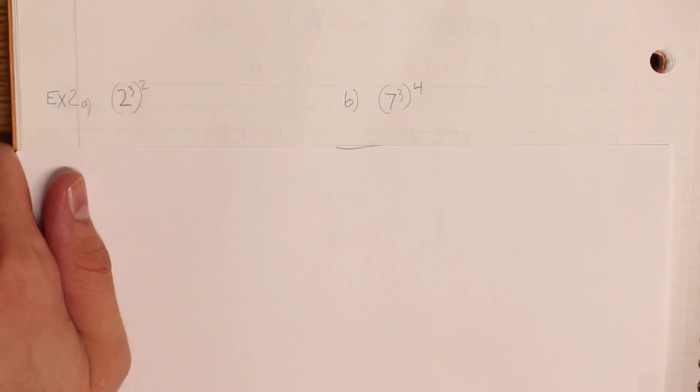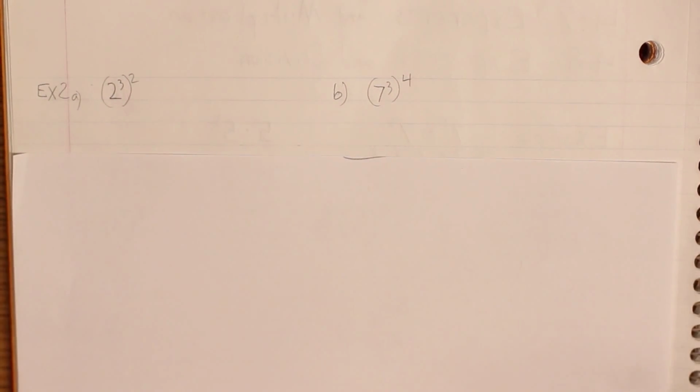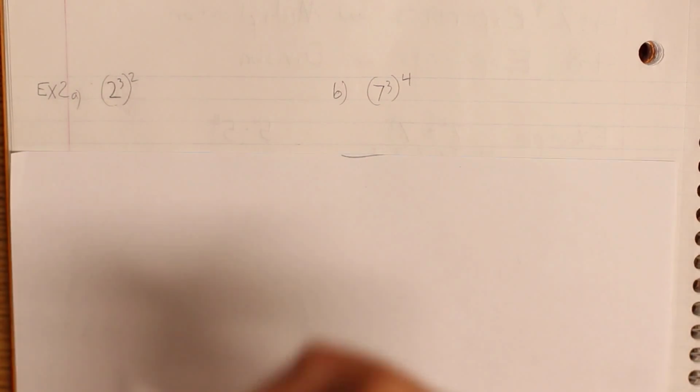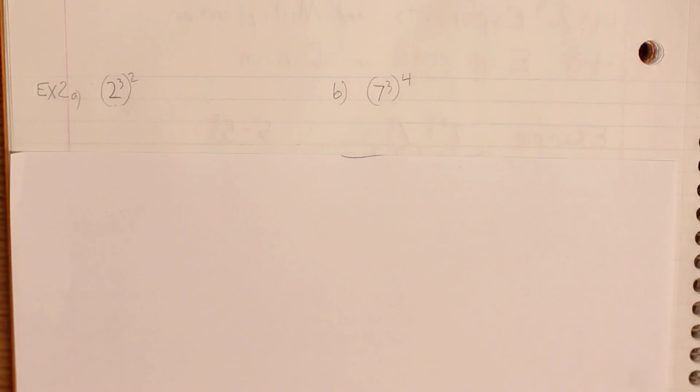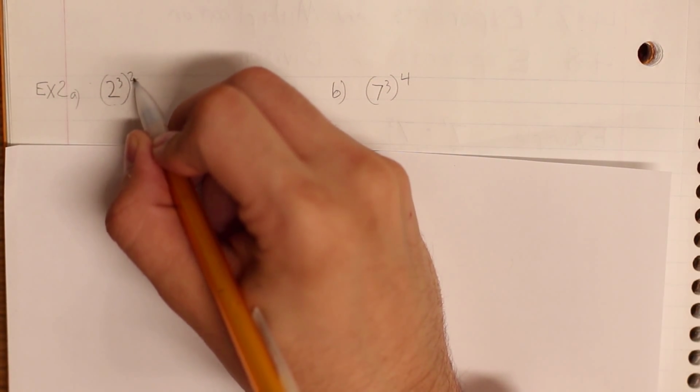Okay. Things about to get really interesting. For example 2, we are going to be looking at these 2 examples and a few others. You'll notice that it looks a little weird. Here we have a 2 to the 3rd, parenthesis to the 2nd. How would I begin to work that out? Okay? Well, think about this. Let's start on the outside.